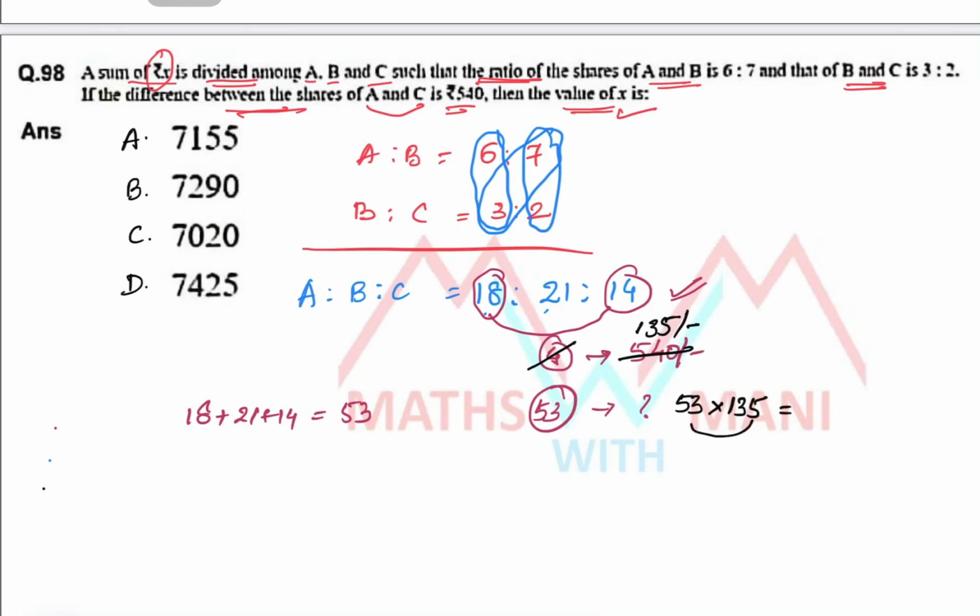So definitely 5 into 3, 15. So 5 is the unit digit. Yes, which options have 5? This and this. So maybe option A and option D. These two get cancelled. Next, if you multiply all the things, it is very well. Otherwise, how to solve?